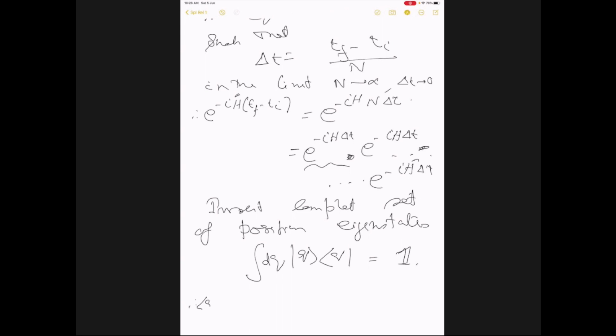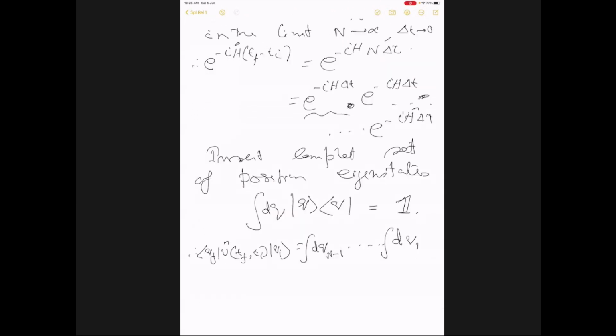Therefore, U(QF, TF; QI, TI), I write this as the integral of dQ(n minus 1), because n is the boundary, up to dQ1, times <QF| e to the power minus iH delta t |Q(n minus 1)>, and so on, with each Q being one complete set.